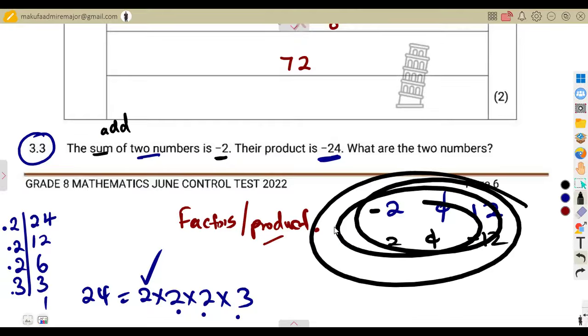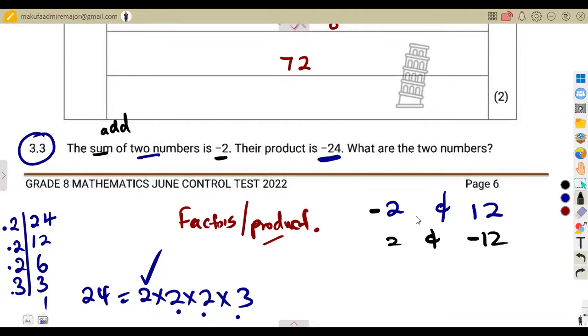If you add these, you are not going to get a minus 2. Minus 2 plus 12, that's a 10. This is wrong. 2 plus minus 12, that's minus 10. This is wrong. So these are not going to work. You move on to another one.